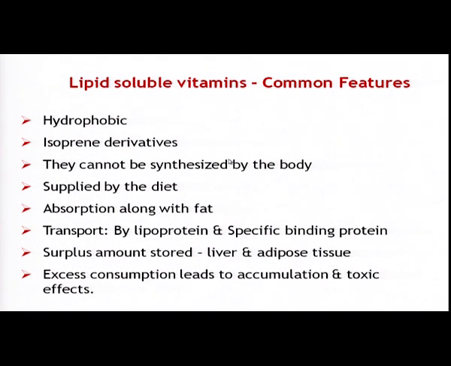And the third feature, if you look at them, they cannot be synthesized by our body. So, it means what? We are dependent on dietary sources. That is one of the major limiting steps. If a person runs short of this category of vitamins, eventually they would end up completely depleting all the resources in their body and would end up showing deficiency diseases. So, we need a constant supply from dietary sources.